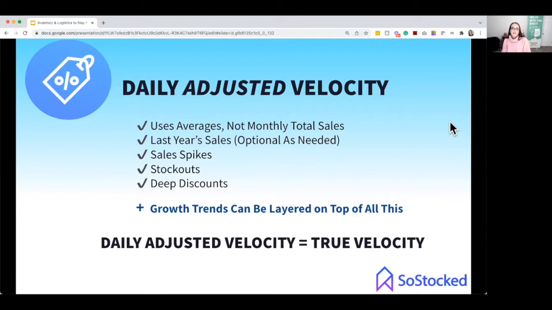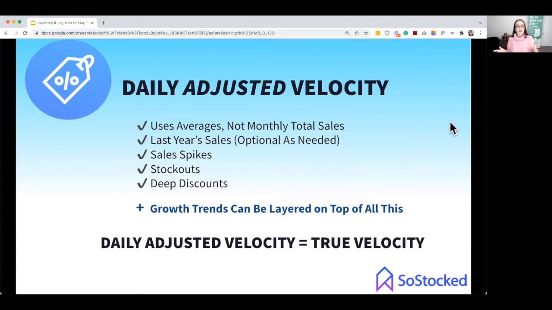So what we like to talk about is a concept called daily adjusted velocity. Daily adjusted velocity is the concept that not all data is created equal. There are times when your data needs to be adjusted to be more accurate for what's going to happen in the future. First of all, you need to use averages instead of total monthly sales. You can't just look at Christmas time and say, okay, from October to the end of December, I sold X number of units.